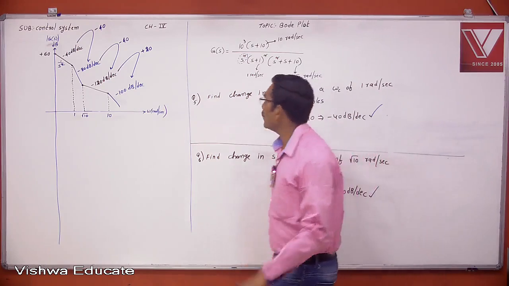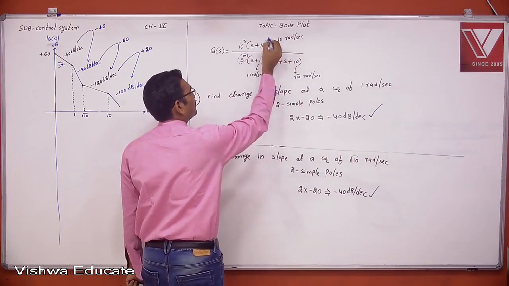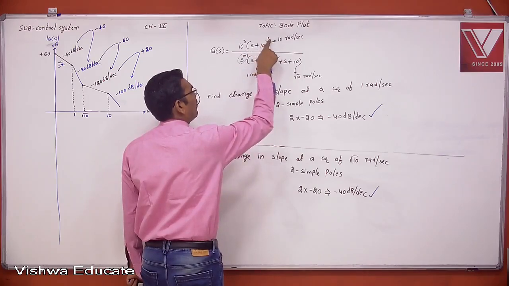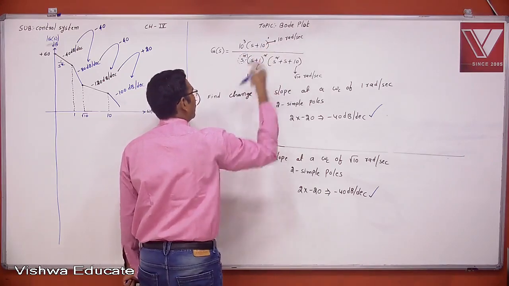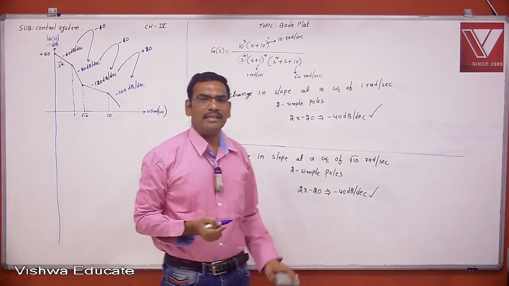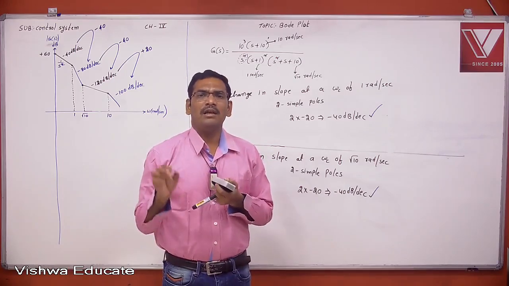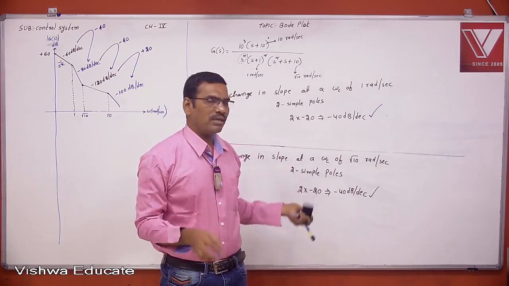Then you tell me in the shortcut method, at 10 radians per second, what is the change in slope? At 10 radians per second, one simple zero, 1 into plus 20. So, plus 20 dB per decade is the change in slope. This is a shortcut method. You can get the answer directly without drawing the Bode plot. If this itself is the question, what is the change in slope?